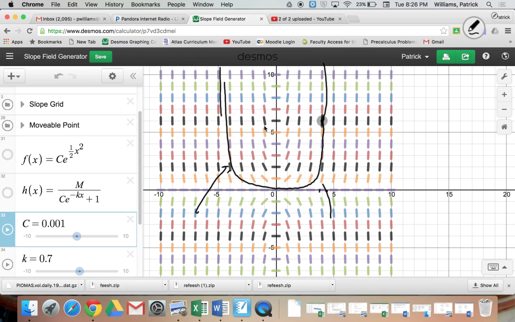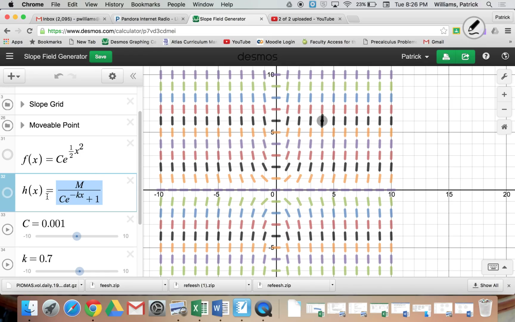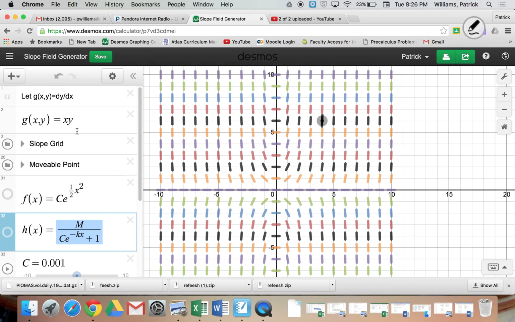So let's look at a different differential equation here. Now we just went over a video. This equation should look kind of familiar to you. This is the solution to the logistic differential equation.